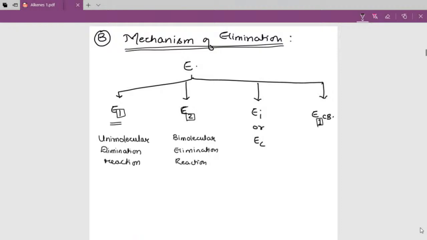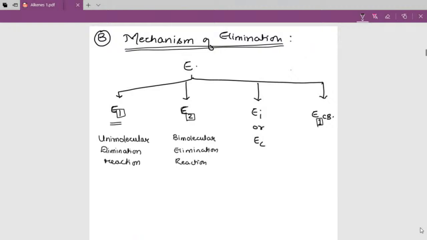This capital letter we are writing represents what is being operated. Like E, if I am writing, I want to denote elimination. If I would have written S, I would have wanted you to interpret that it is a substitution. If I write A, I want you to interpret it as addition. So this subscript, not exactly a subscript, but the downside written thing, is the molecularity of the reaction. And E stands for elimination.